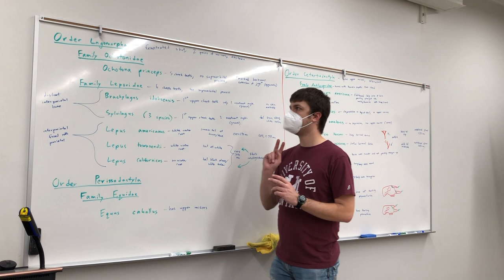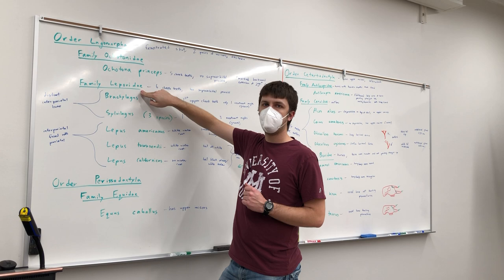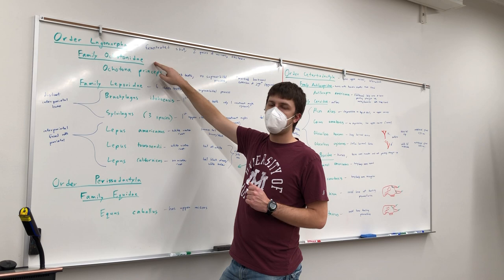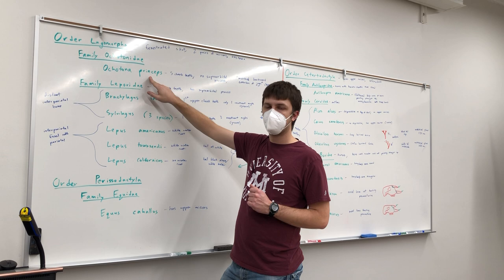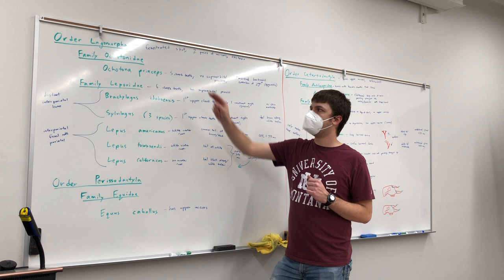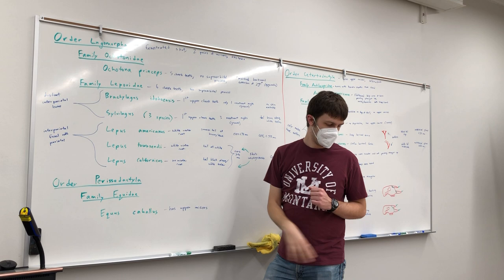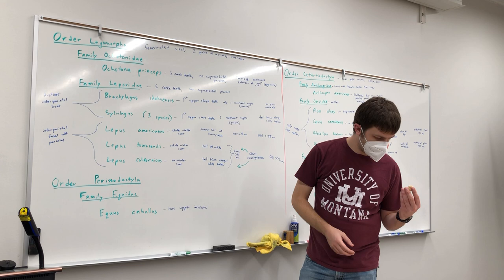All right, so we have two families within order Lagomorpha. We have Ochotonidae, the pikas, and Leporidae, the hares and rabbits. Within Ochotonidae, we only have one species here in Montana, Ochotona princeps. That's our pika. There are a few differences between the pika and the hares and rabbits. One, 5 cheek teeth versus 6 cheek teeth. I won't put up the skulls, you can look for yourself. It should be relatively straightforward to actually see how many cheek teeth there are.